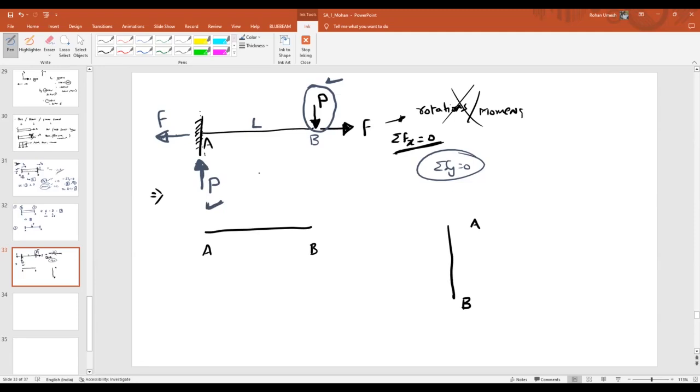As these forces P try to rotate your beam in the clockwise direction, to oppose the motion, what should you do? You have to apply a resisting moment in the opposite direction. Where can the resisting moment develop? As it is a fixed support, that will not allow any rotation. So the resisting moment will develop at point A, in the anti-clockwise direction. What is that magnitude? P into L.